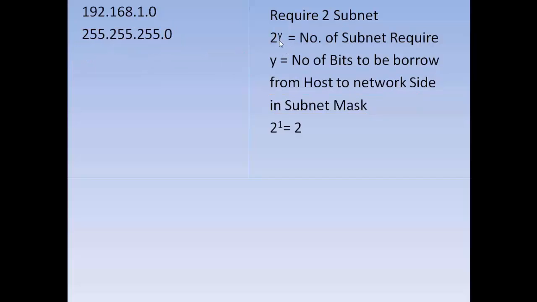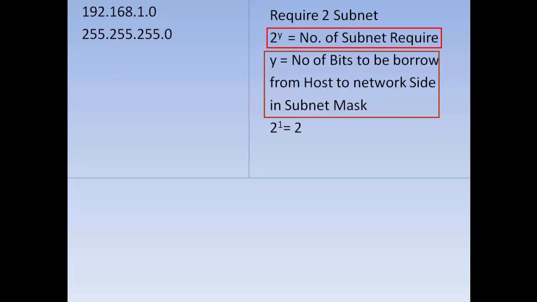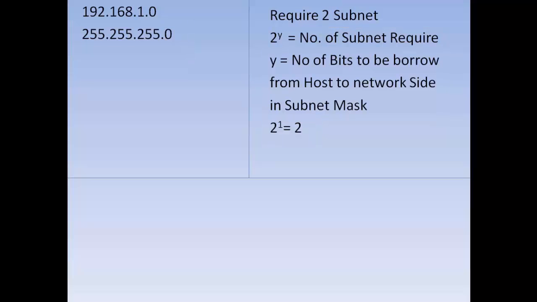So again revising the formula, very simple formula: 2 raised to power y, where y is the number of bits to be borrowed from host to network side in the subnet mask, and the result is the number of subnets required. In this case I require only 2 subnets, so 2 raised to power what value gives 2? That is 1. 2 raised to power 1 is equal to 2. Means in this case I need to borrow 1 bit from the host portion to the network side.